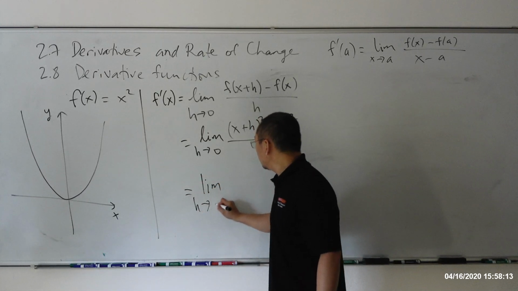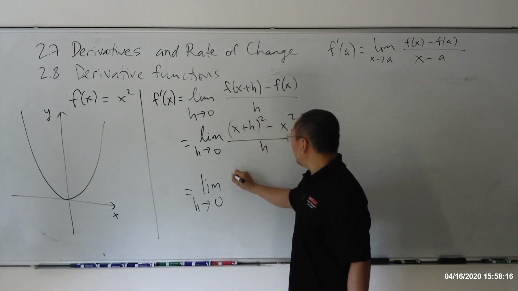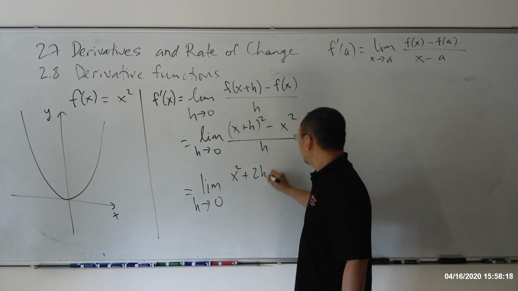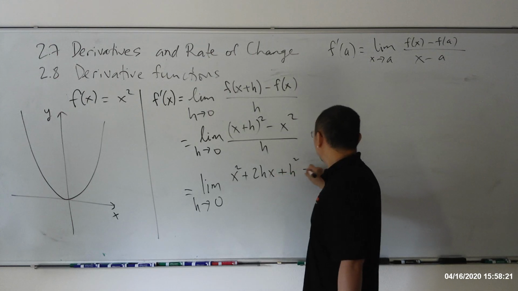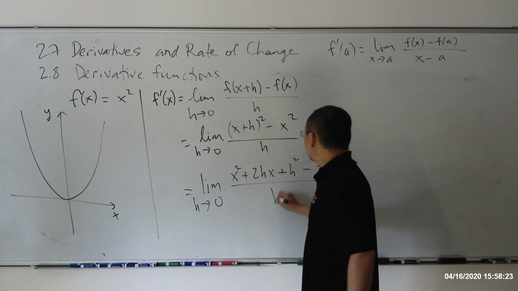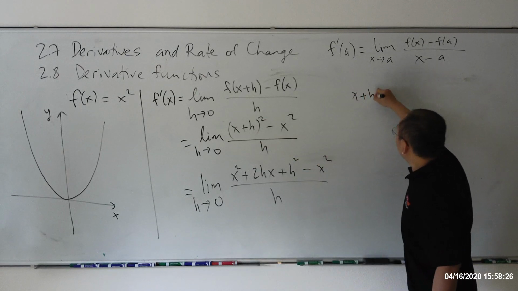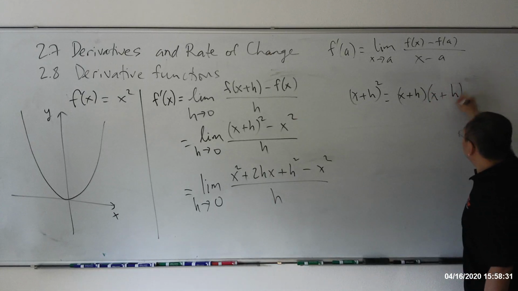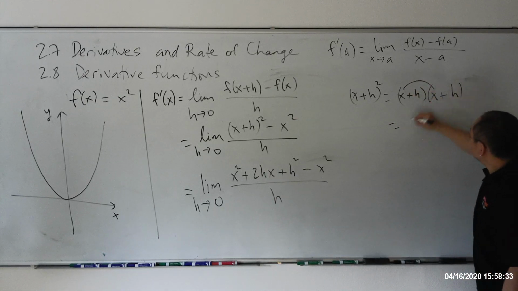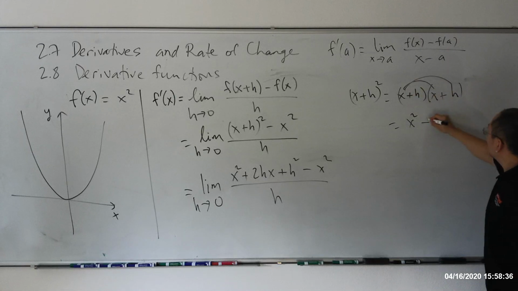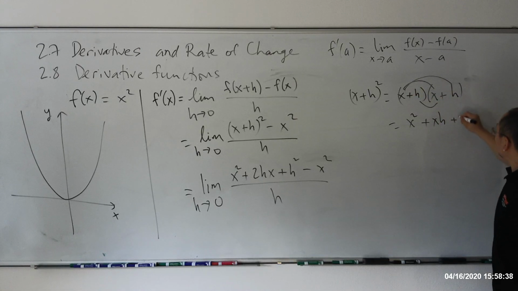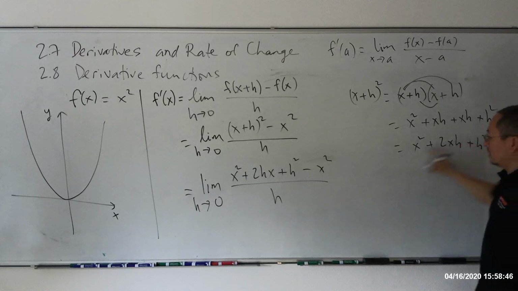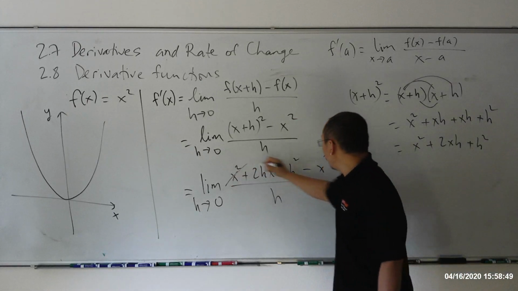Limit as h goes to 0. For this, we have x squared plus 2hx plus h squared, minus x squared, over h. Make sure that you guys get it. X plus h squared is x plus h times x plus h, which is FOIL: x squared plus xh plus another xh and then plus h squared. So this is x squared plus 2xh plus h squared. This is what I have right here. We cancel out the x squared.